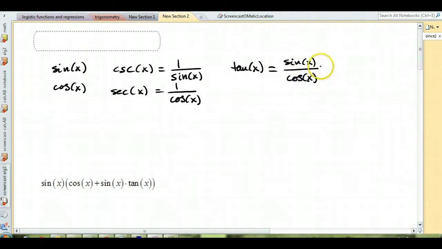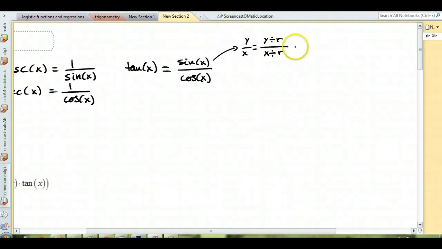Okay. This is true in right triangle trigonometry, and it's also true in trigonometry of any angle, because it's just y over x. Here I can show you that right now actually. It's a fraction, right? So you are allowed to divide both sides of a fraction by the same quantity. So you divide by r. And so what do you have? You have y over r divided by x over r, which is just sine over cosine, okay?